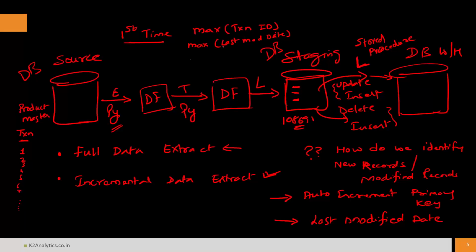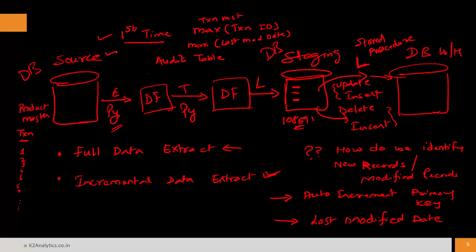These two values you should store in some table, which you may call an audit table. So in an audit table, you will store, for the given transaction master table, the last transaction ID which you had extracted and the last modified date of the transaction till which you have extracted. This is the first time.